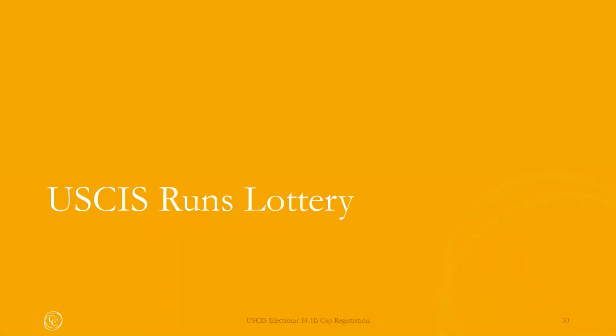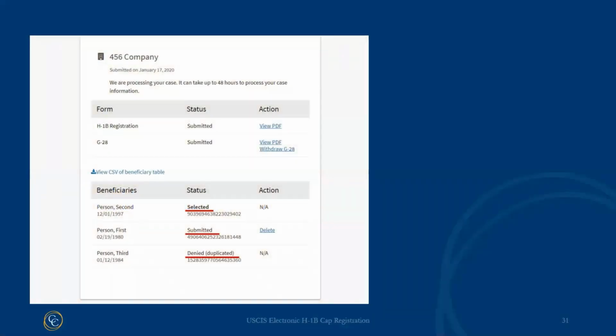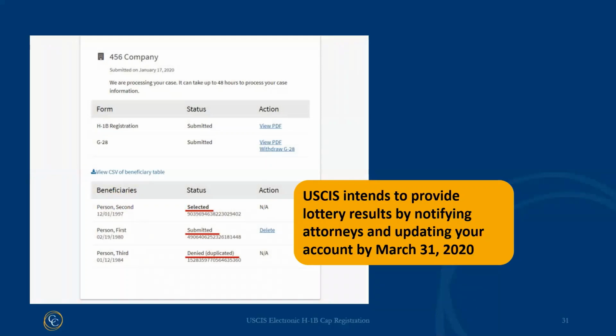After the registration period closes at 12 p.m. EST on March 20th, 2020, USCIS will run the computer randomized lottery. By March 31st, USCIS intends to notify attorneys which beneficiaries were selected in the lottery and update the status in the USCIS online accounts. If an individual or beneficiary was selected in the lottery, the status will update to selected. Chin and Curtis will then work to prepare the CAP H-1B petition for filing with USCIS within the 90-day filing window. The earliest the filing window would begin is April 1st, 2020.